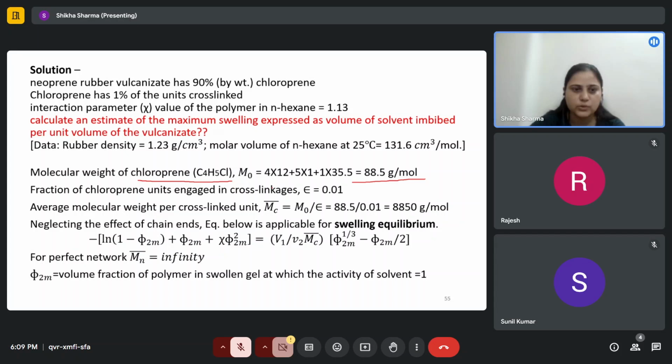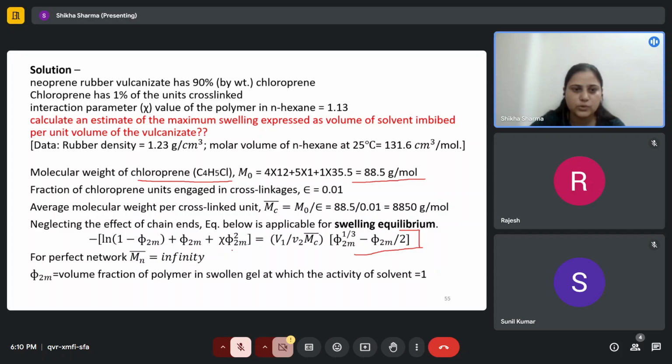Now we just need to apply the swelling equation, which is the modification of the Flory-Rehner equation, neglecting the effect of the chain ends. We can apply this equation, which is already discussed in the textbooks, when swelling equilibrium is achieved: minus ln 1 minus phi 2 plus phi 2. Phi 2m is the volume fraction of the polymer in the swollen gel at which the activity of the solvent equals 1, meaning swelling equilibrium has been achieved.